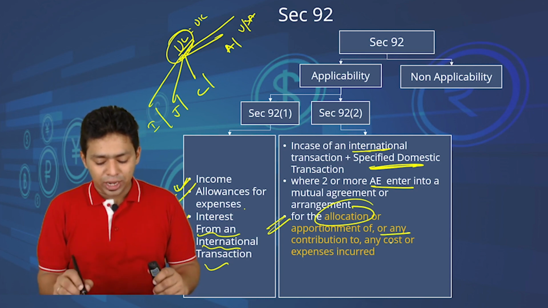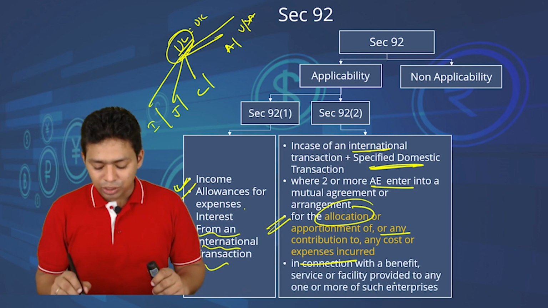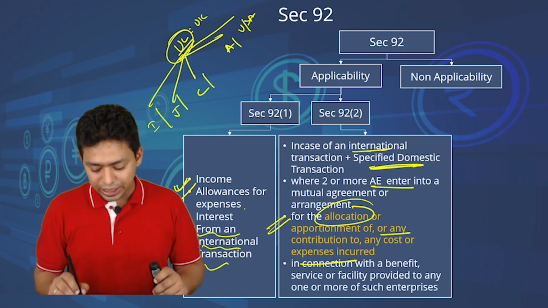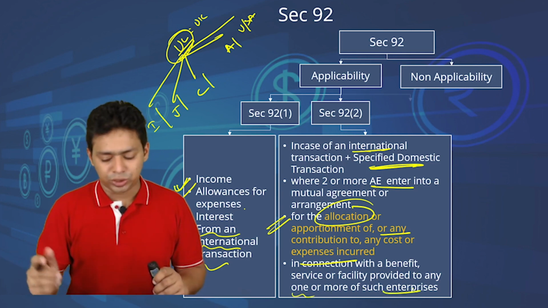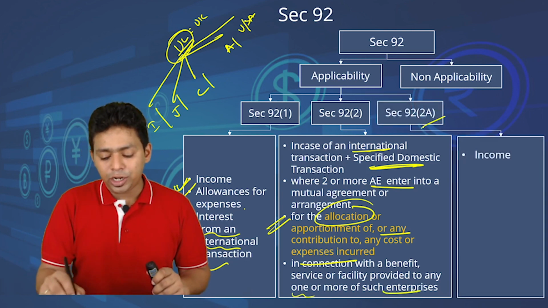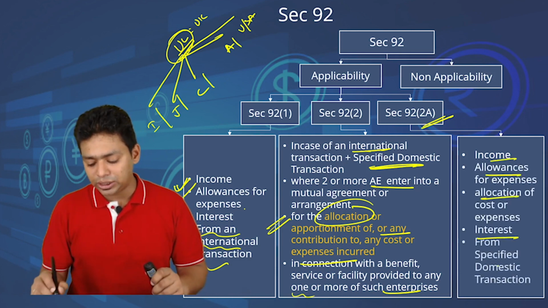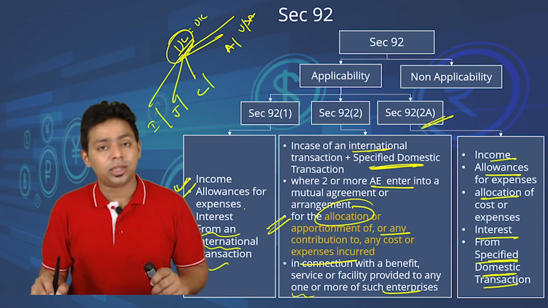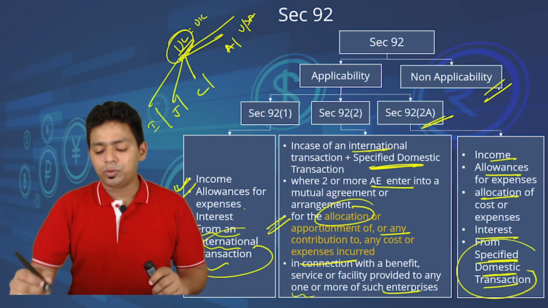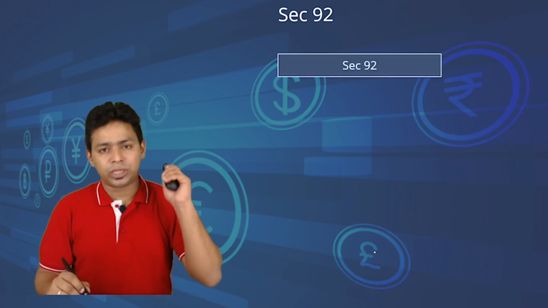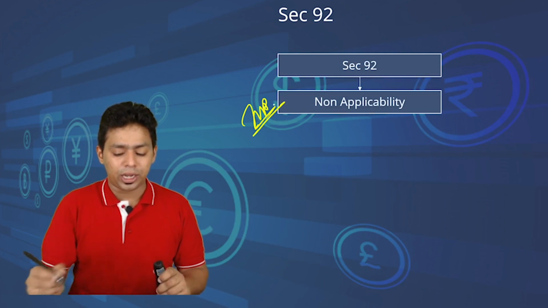Allocation or apportionment of any contribution to or any cost or expenses incurred in connection with the benefit or services or facility provided by one or more such enterprises, that means associate enterprise. Section 92A talks about income, allowance of expenses, allocation of the cost or interest from the specified domestic transaction. This is for domestic law, this was for international law. And then we have to discuss the non-applicability. So from section 92, the most important aspect is the non-applicability.